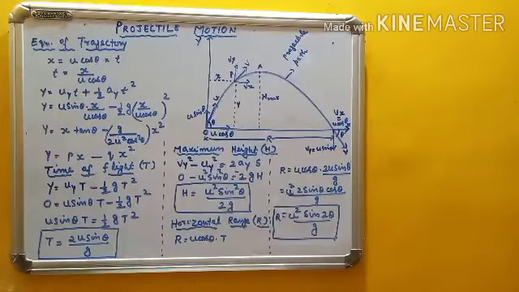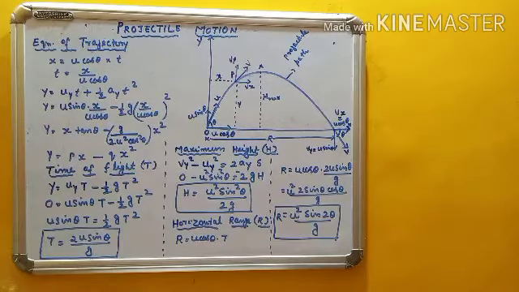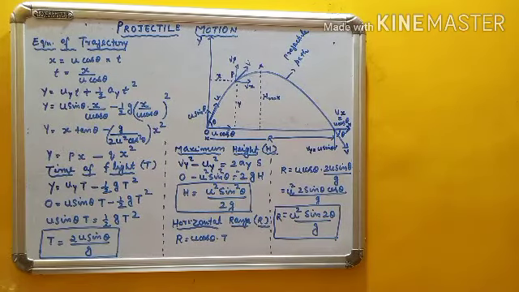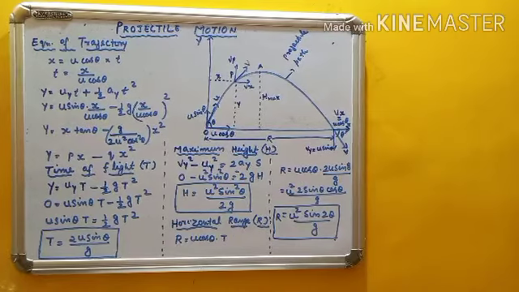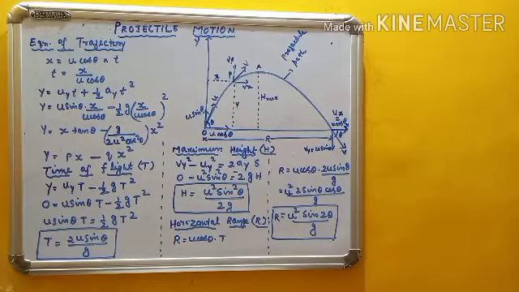So children, today we will discuss one case of projectile motion. What is a projectile? One case of projectile motion we have already discussed: a projectile projected parallel to the horizontal, and we have done numericals also. Now we have to discuss a projectile projected at an angle theta with the horizontal.